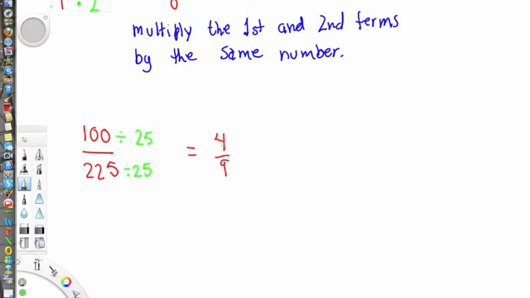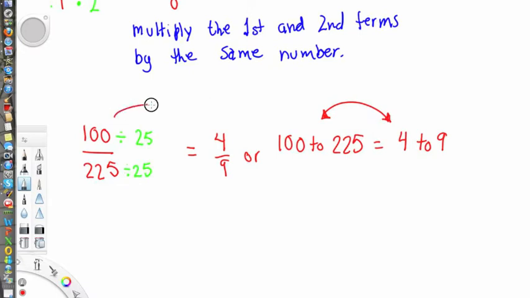Or another way of looking at this too, if you're more familiar with money, 4 quarters is $1, 9 quarters is $2.25. And once again, we can write this in a different way. This time we're going to write 100 to 225 is equal to 4 to 9. Okay? These are equivalent ratios. Okay? Either way, these are equivalent ratios.